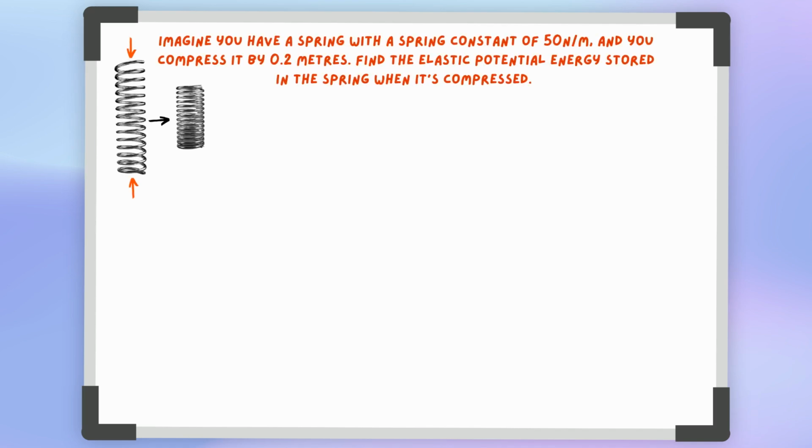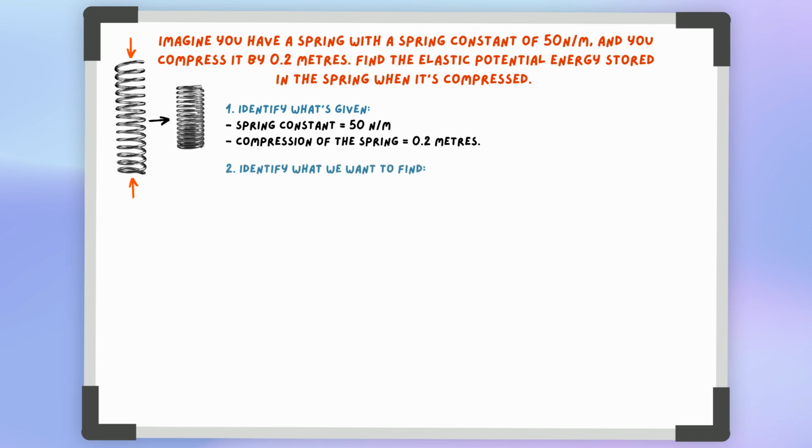Let's work through an example. Imagine you have a spring with a spring constant of 50 newtons per meter, and you compress it by 0.2 meters. You want to find out the elastic potential energy stored in the spring when it's compressed. First, identify what's given. The spring constant is 50 newtons per meter, and the compression of the spring is 0.2 meters. Now, identify what we want to find. Here, this is the elastic potential energy stored in the spring.